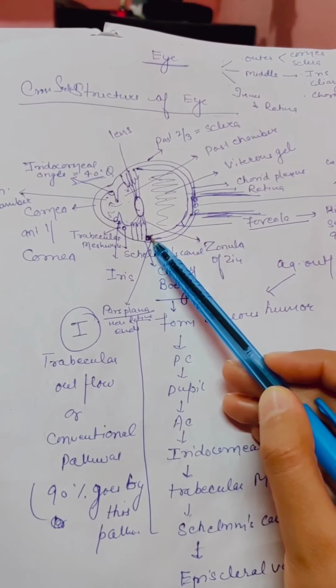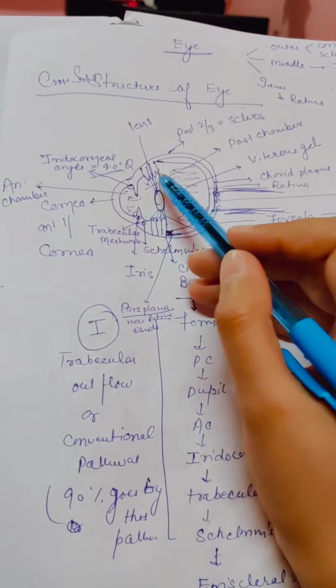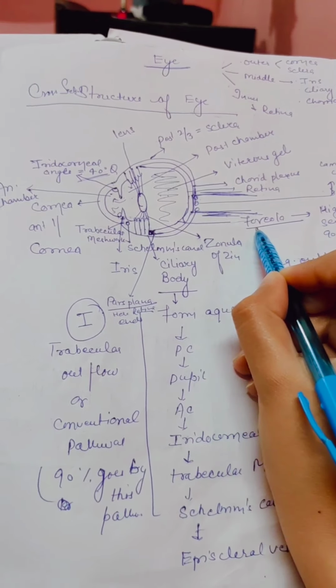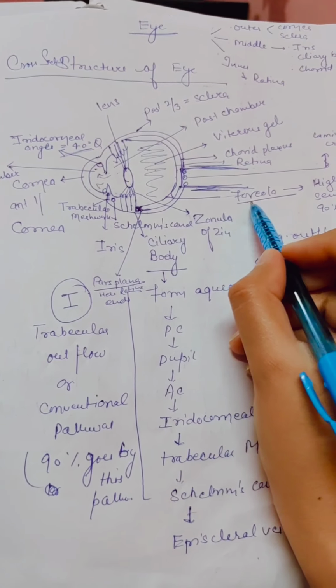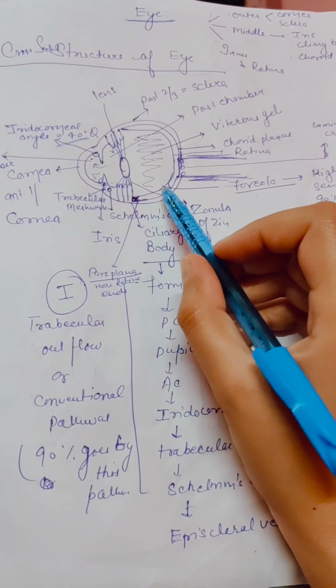This portion is the pars plana. The inner structure consists of the retina. There is a defect in the retina. This is called the fovea. The fovea is a highly sensitive structure as it consists of 90% of the cone cells. It is deficient in rod cells, ganglion cells and blue cone cells.